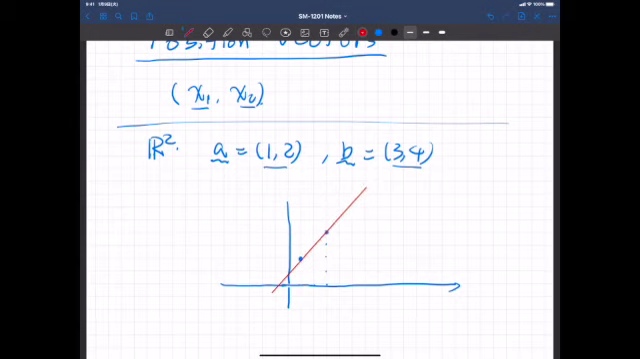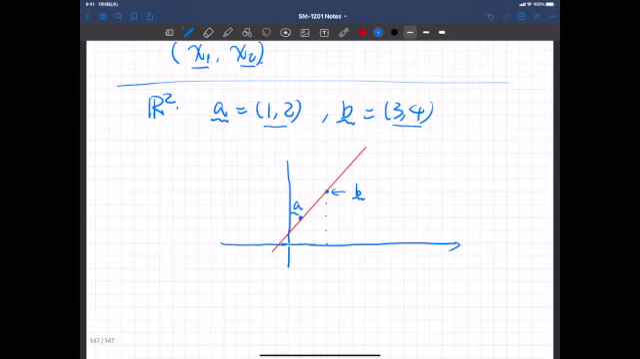Okay. So how can we do that? So first of all, the vector, this is A and this is B. And so the vector from A to B is given by B minus A. In this case, this is (3, 4) minus (1, 2). So that is (2, 2).